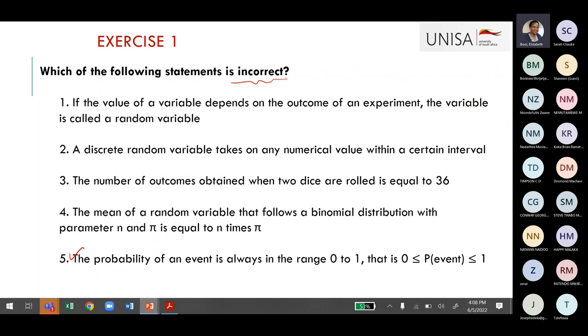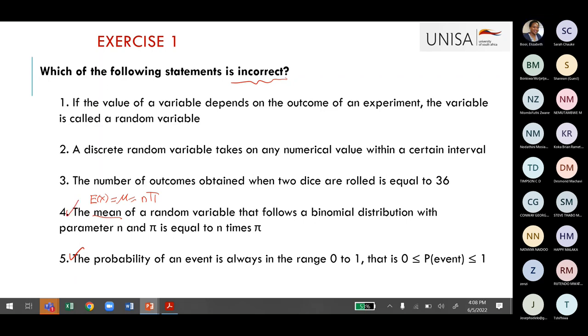Number 4, the mean of a random variable that follows a binomial distribution with parameters n and pi is equal to n times pi. Is that correct? Correct, because we know that the expected value or the mean is equal to n times pi. That is what the question is asking you.